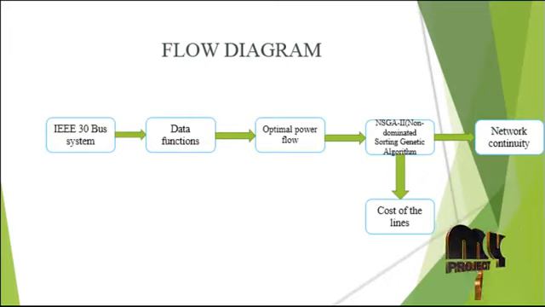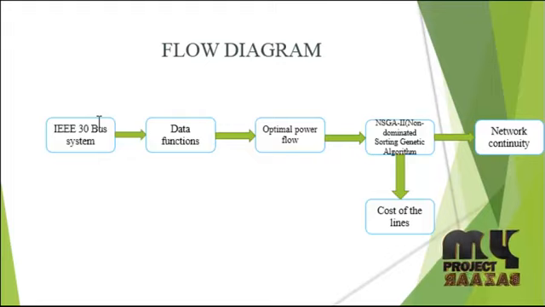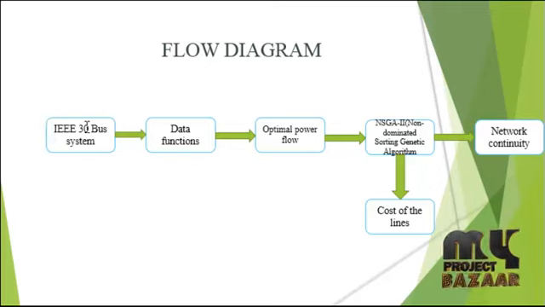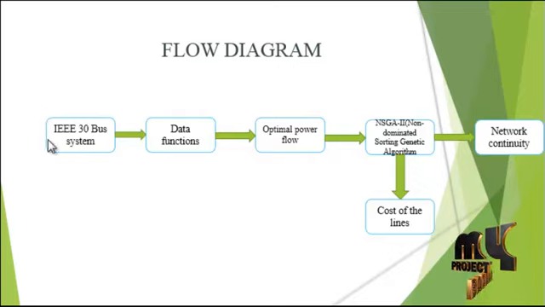Next we are going to discuss the flow diagram of our project. First we look at the IEEE 30 bus system. In the 30 bus system, we use the bus data, line data, generator data and generator cost functions. All of these are given in the IEEE 30 bus system. We can take different data, for example the susceptance value or resistance value from the line data, or from the bus data the voltage magnitude, real power generation or reactive power generation. All our values are stored in the IEEE bus system data.